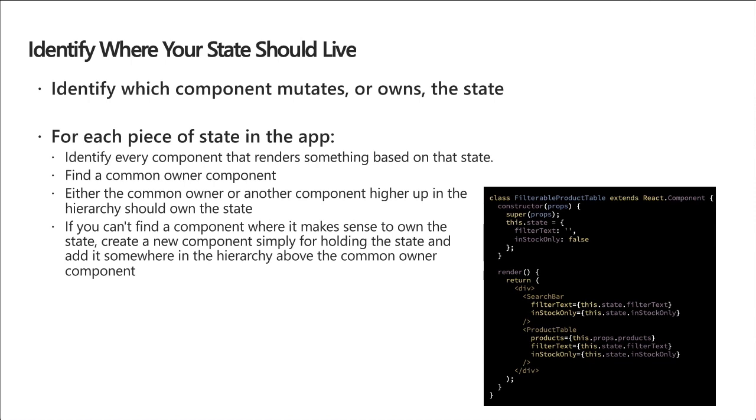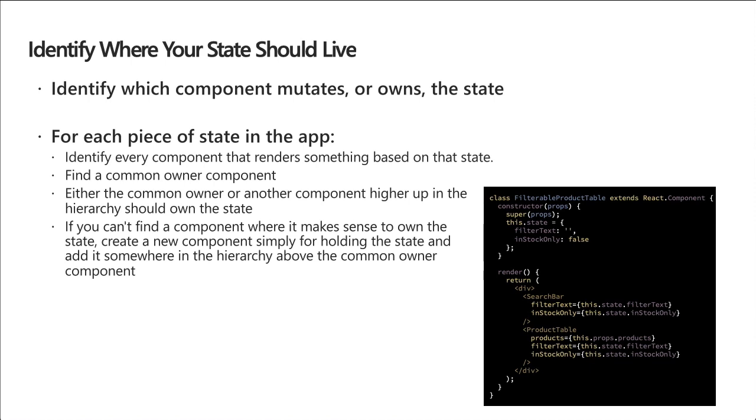Now that we've done that, let's run through this strategy for our application. The product table needs to filter the product list based on the state, and the search bar needs to display the search text and check state. The common owner component is the filterable product table. It conceptually makes sense for the filter text and checked value to live inside of this component. So we've decided that our state lives in the filterable product table.